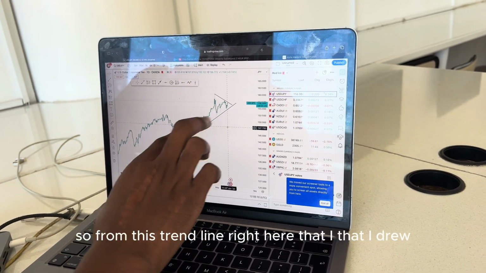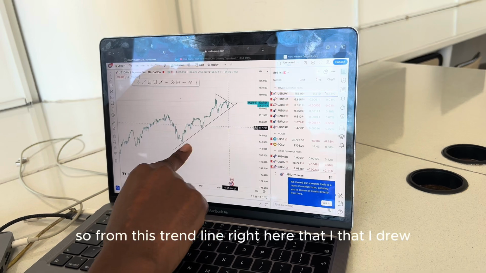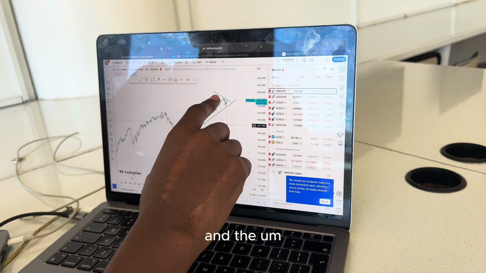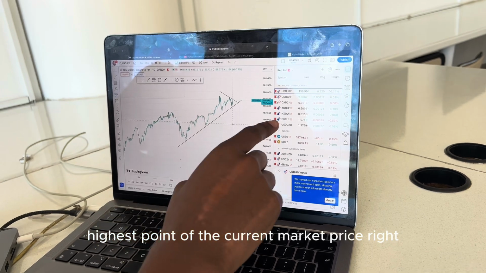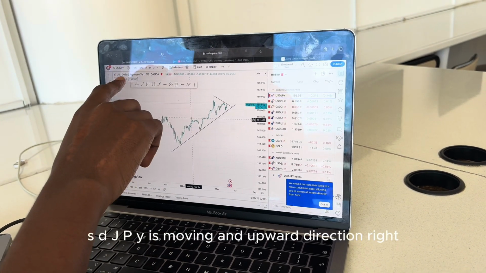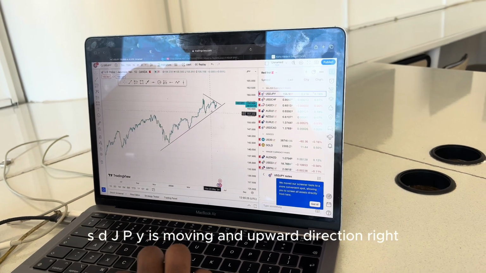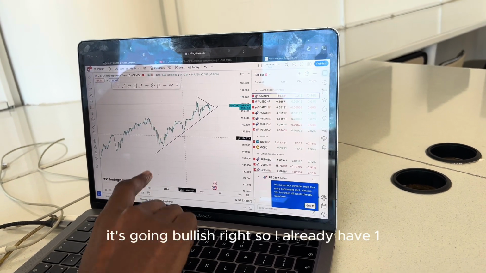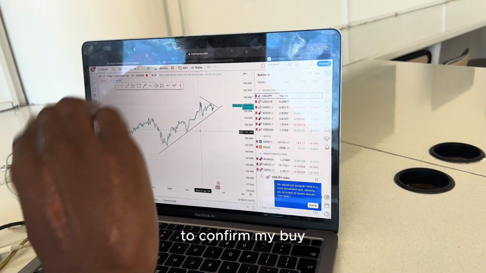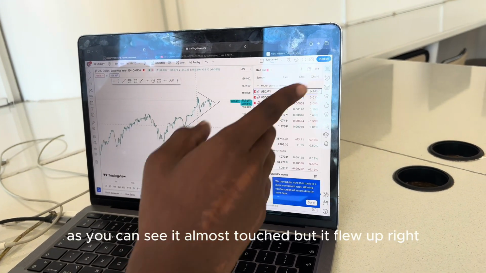So this trend line right here, I drew it from the lowest point of the current market price and the highest point of the current market price. From this trend line, I can already see that the market in USD JPY is moving in an upward direction. It's going bullish. So I already have 1, 2, and I'm looking for a third touch here to confirm my buy. As you can see, it almost touched, but it flew up.